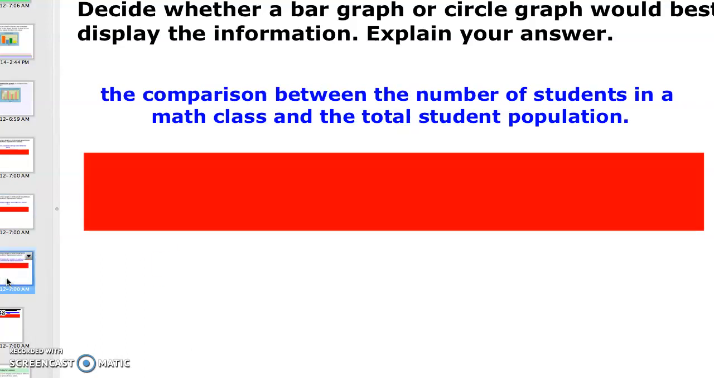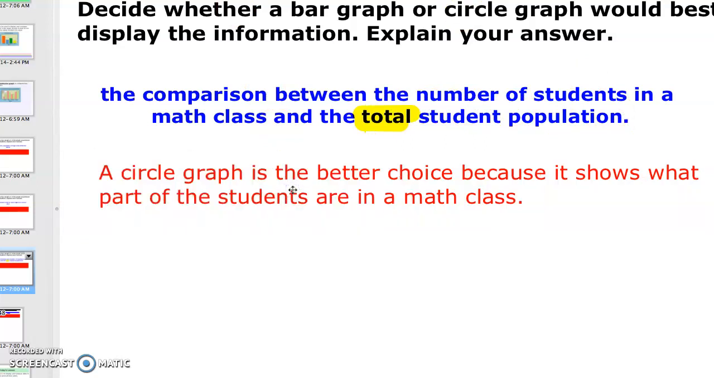The comparison between the number of students in a math class and the total student population. Well, a keyword here is total. So you're comparing between the number of students in class and the total student population. This would be a circle graph because it shows the part of the students compared to the whole class. And that's percentages, right? So if it's 3 students out of 20, 3 divided by 20, you're going to find a percent. So a circle graph would be a better option to display this set of data.